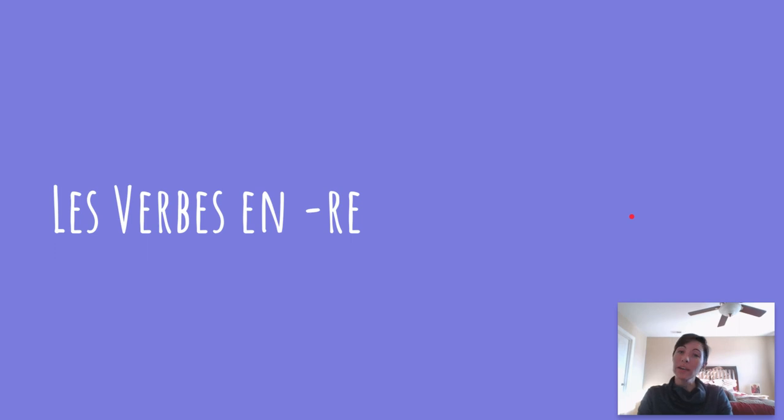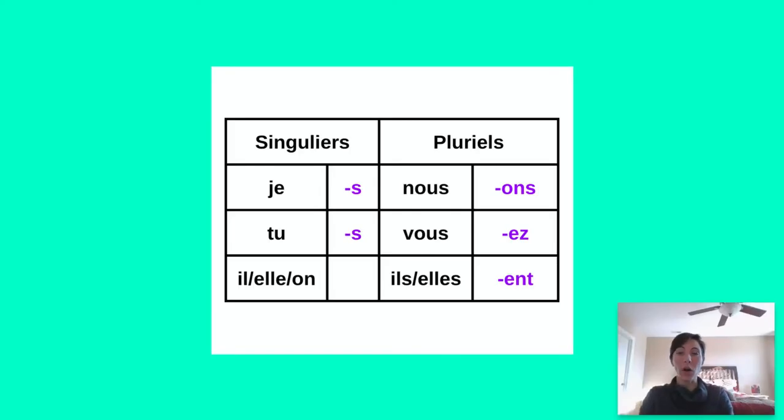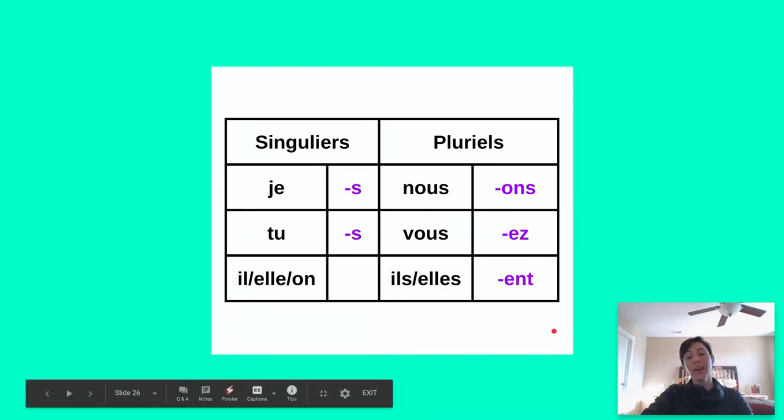For RE verbs, same process as ER and IR, but now we have a different set of present tense endings. So here are our present tense endings for RE verbs. If your subject is je, you're going to add an S. If your subject is tu, you're going to add an S. If your subject is il, elle, or on, you're not going to add anything. That's why there's nothing in this box. For nous, ONS; vous, EZ; ils, elles, plural, ENT. You'll actually see that for nous, vous, and ils, elles, these plural forms are the same endings as ER verbs, which makes it a little easier.